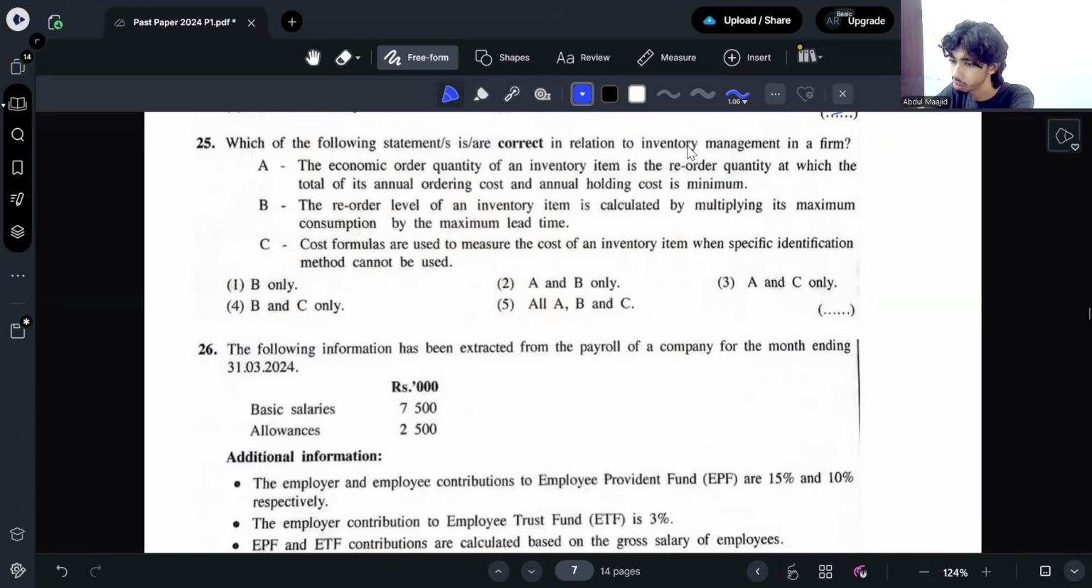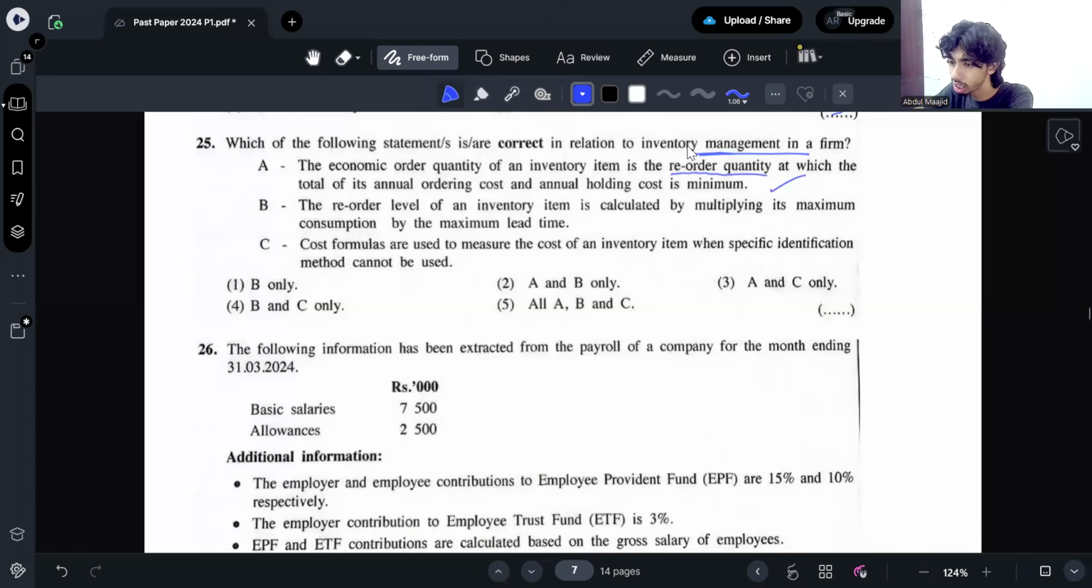25. Which of the following statements is correct in relation to inventory management in a firm? Okay. The EOQ of an inventory item is the reorder quantity at which the total of its annual ordering cost and annual holding cost is minimum. Correct, right? EOQ is the amount of inventory if we order. If we use that as our reorder quantity, if we order the EOQ at each order, that is when our total cost will reduce. Total cost is equal to annual ordering cost plus annual holding cost.